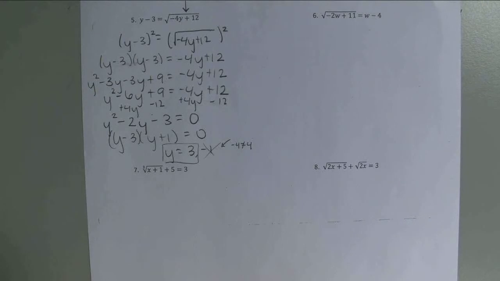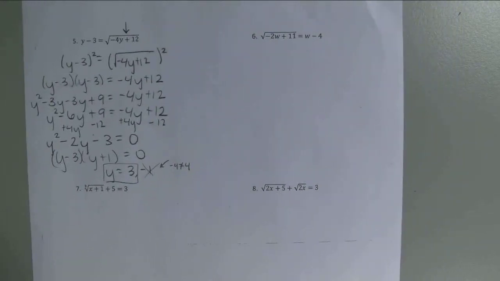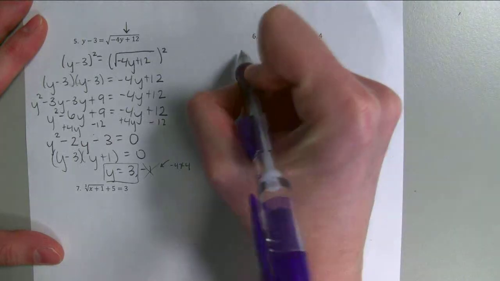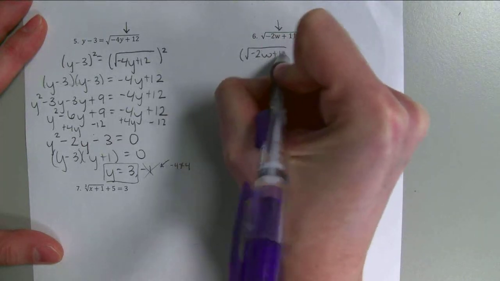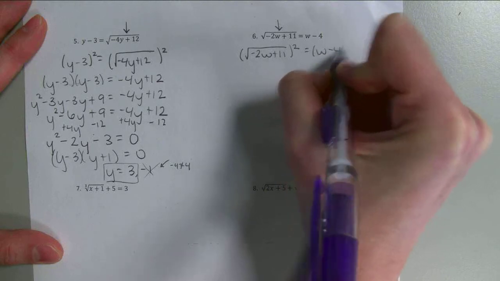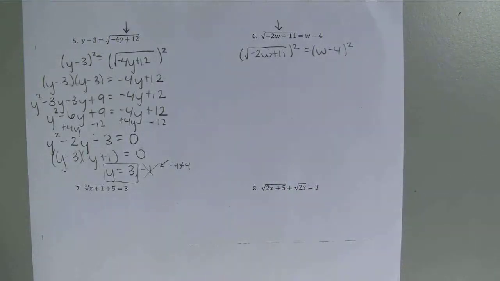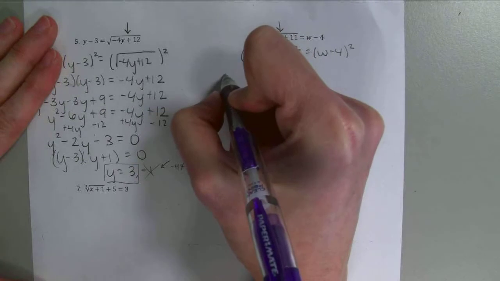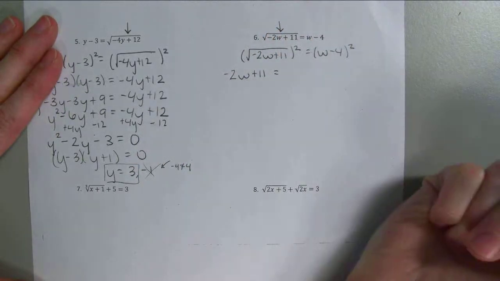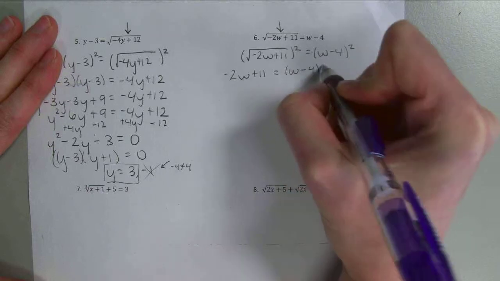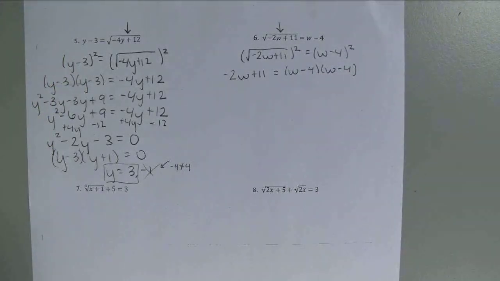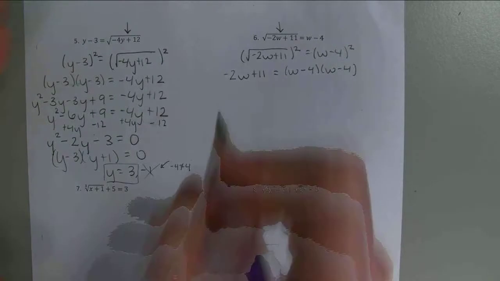Guys, 6 is the exact same idea, okay? Notice that our square root is already isolated, so we're just going to square both sides. But when we square the right, we're going to have w minus 4 squared completely. So on the left, he's the easy guy. When you square a square root, they undo each other. So you have negative 2w plus 11, but on the right-hand side, you're going to have the w minus 4 times the w minus 4. On the left, let the negative 2w plus 11 hang out.